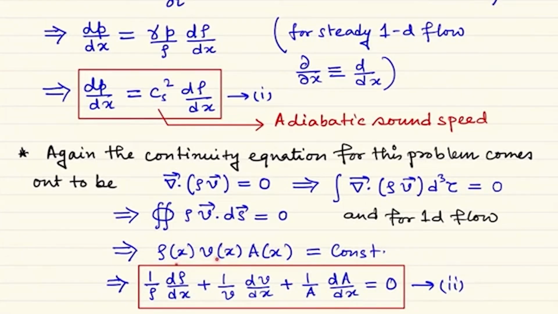Finally, you can show that we can write in a general manner that rho(x) times v(x) times A(x) is equal to constant for any x inside the fluid flow. Now if we differentiate this equation with respect to x, because x is the only independent variable, we can write 1/rho d rho/dx plus 1/v dv/dx plus 1/A dA/dx, and that will be equal to 0, because this constant when differentiated with respect to x gives 0.